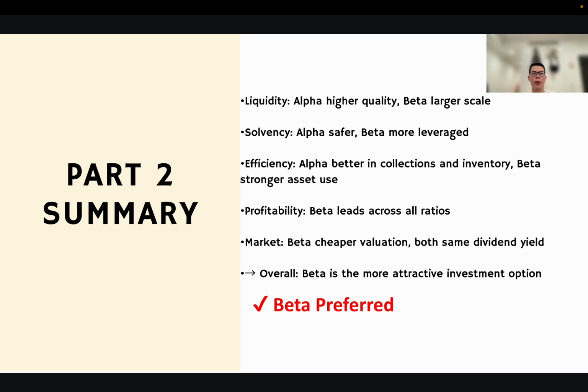Slide 11. Summary. To summarize part 2, Alpha is safer with better liquidity. Beta is bigger, makes more profit, and uses its assets better. Both companies are strong, but Beta has better value and gives higher returns. So Beta is the more attractive choice for investors. That's the end of my presentation. Now my teammate will continue with part 3.